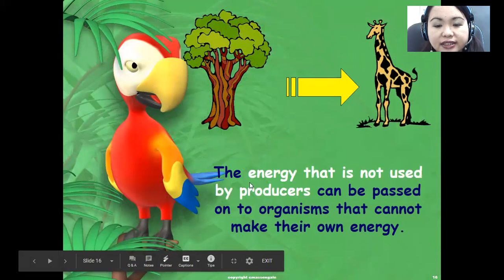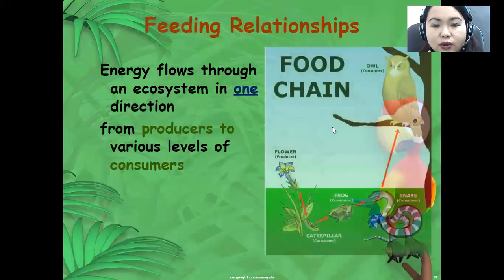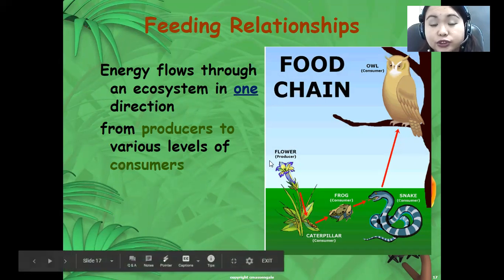So the energy that is not used by producers can be passed on to the organisms that cannot make their own energy, like the animals. So based on feeding relationship, we call them food chain.